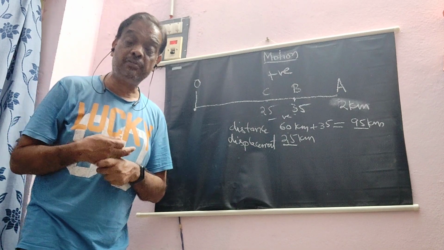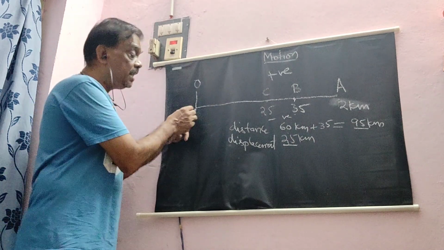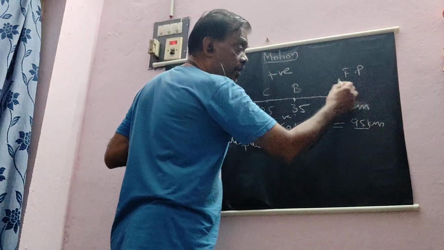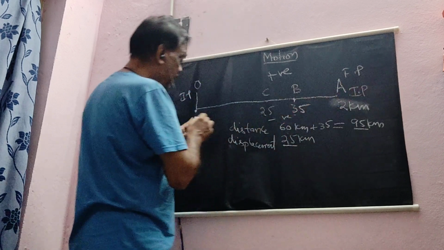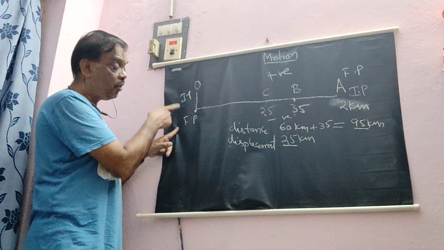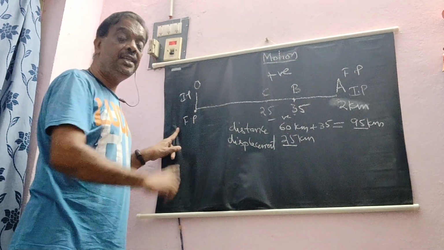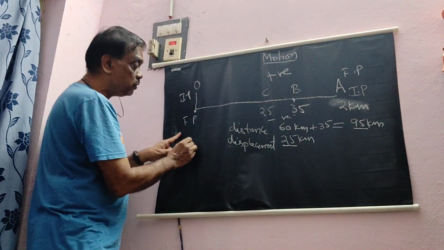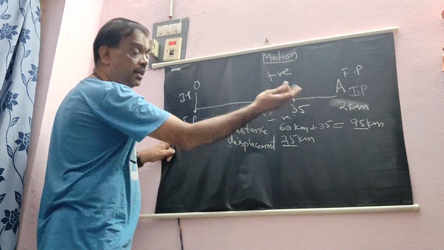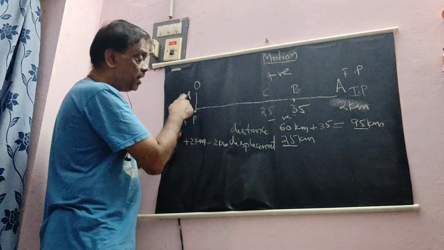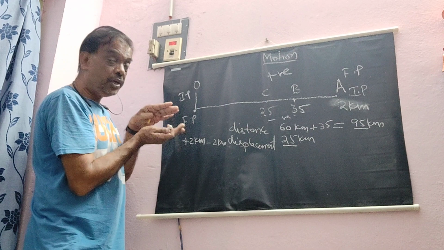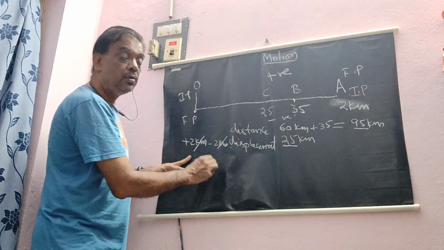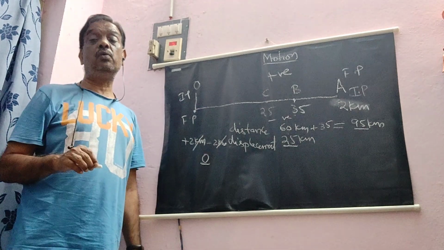Displacement can be zero for a moving object when the object comes back to its initial point. This is the initial point. This is the final point. When you are returning back, this becomes the initial point and this becomes the final point. When the initial point and final point coincide with each other, your displacement is zero. What is positive displacement? Plus 2 kilometers. What is negative displacement? Returning back, minus 2 kilometers. Whenever the initial point and final point coincide, plus 2 kilometers and minus 2 kilometers cancel, and you get zero. So displacement can be zero for a moving object.